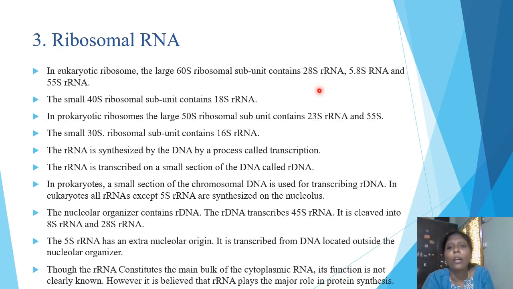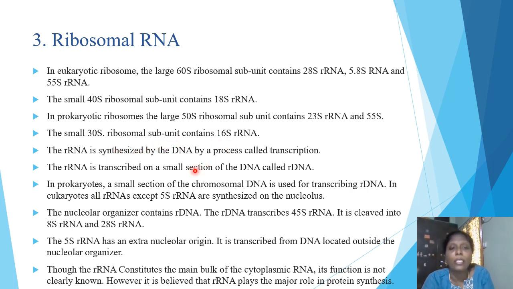In eukaryotic ribosomes, the large 60S ribosomal subunit contains 28S rRNA, 5.8S rRNA and 5S rRNA. The small 40S ribosomal subunit contains 18S rRNA. In prokaryotic ribosomes, the large 50S ribosomal subunit contains 23S rRNA and 5S rRNA. The small 30S ribosomal subunit contains 16S rRNA.